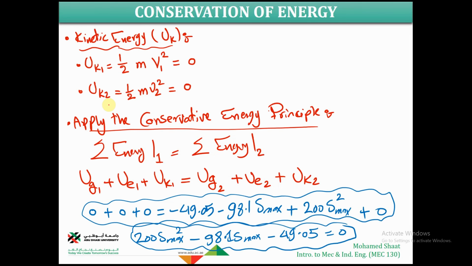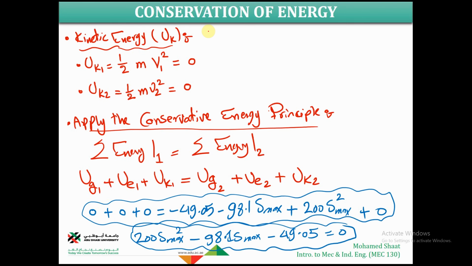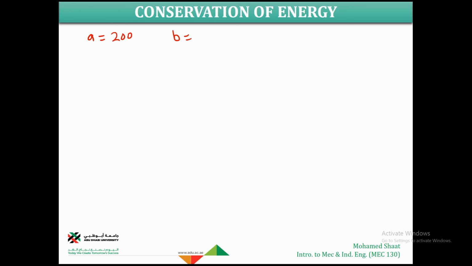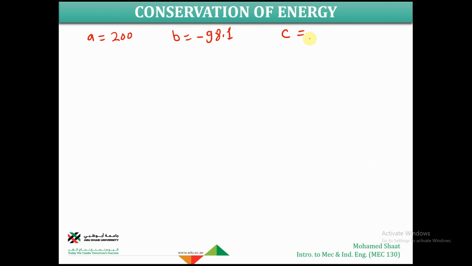So if we decide to solve this quadratic expression, if you remember from mathematics, you can identify the A coefficient, which is going to be 200, the coefficient of the S maximum squared. The B coefficient is the coefficient of the variable S maximum, which is negative 98.1. You should consider the sign. And the C coefficient is the constant term, which is going to be negative 49.05.